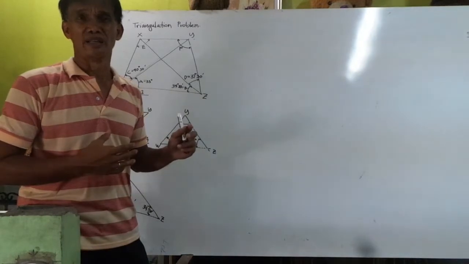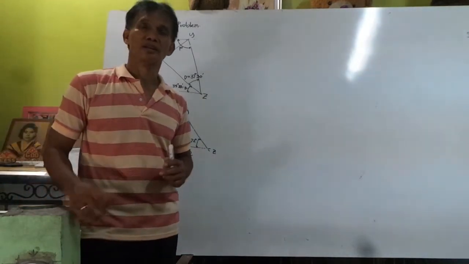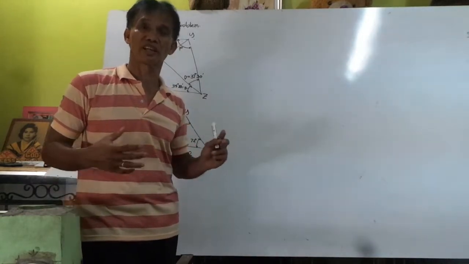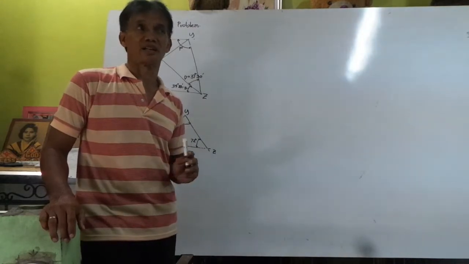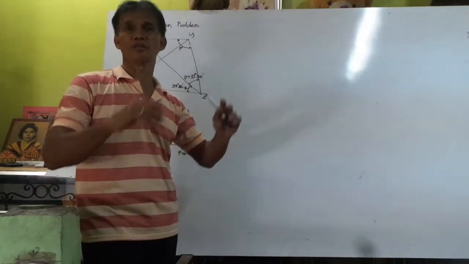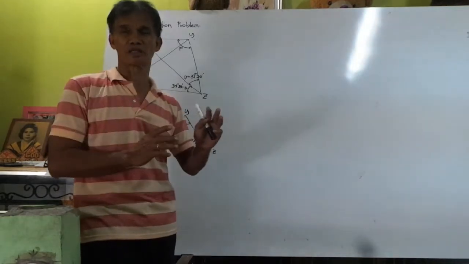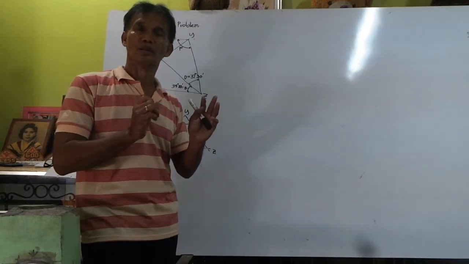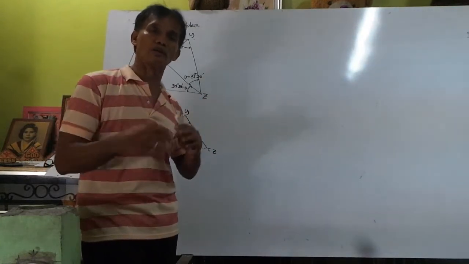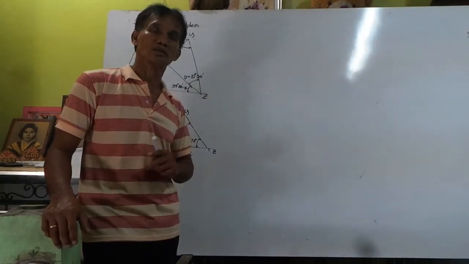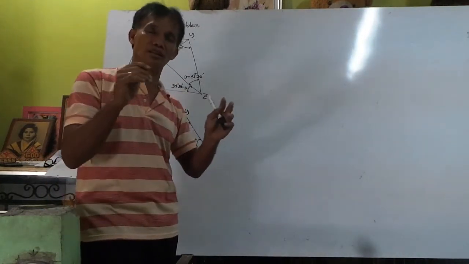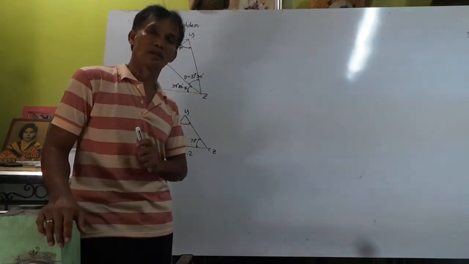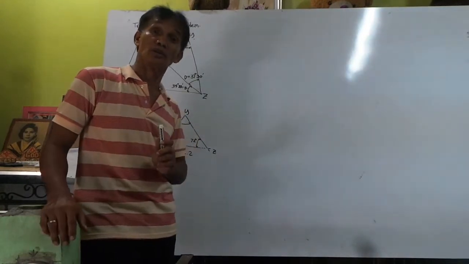So in the intersection method, your knowledge about triangulation is very important. What is triangulation? It is a series of triangles, a figure divided into several triangles. Then we try to solve the other elements of the triangles based on the given parts of the other triangles. That's what we call triangulation.